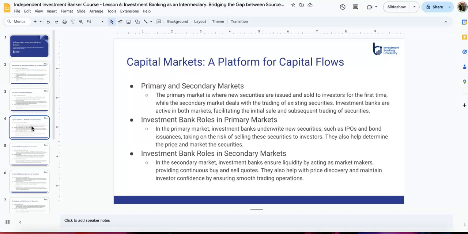In terms of primary markets, you can think of IPOs, bond issuances, etc., where they take the risk of selling these securities to investors and help determine the price of these securities in the market. In terms of secondary markets, they act as market makers, providing continuous buy and sell quotes to help price discovery and maintain investor confidence.